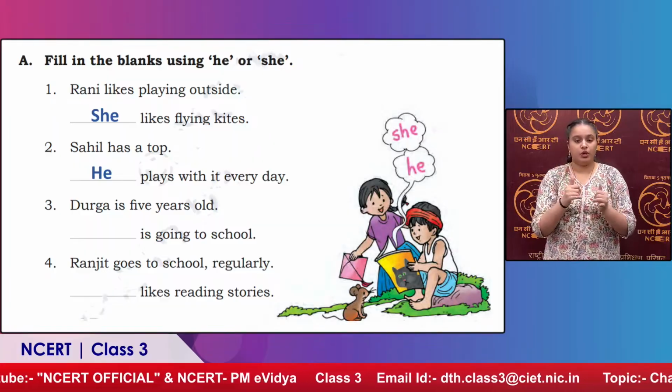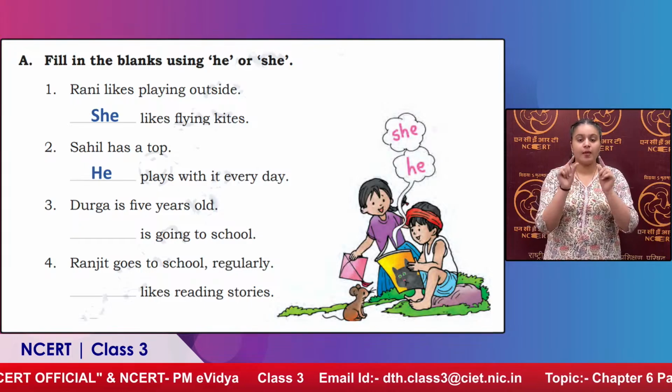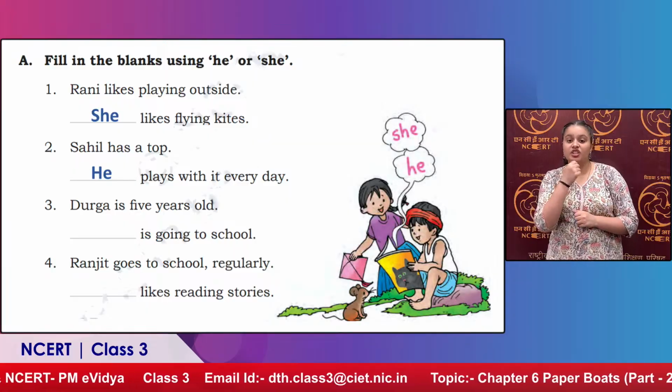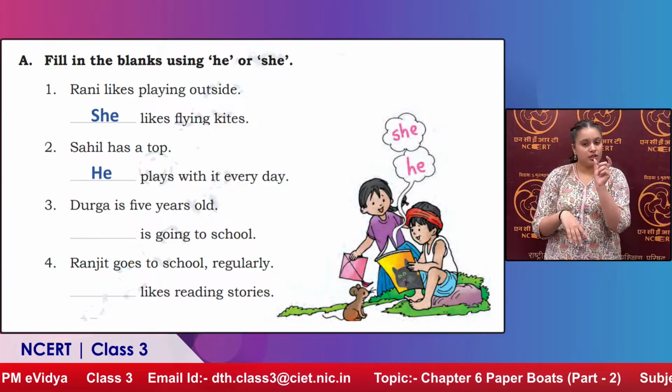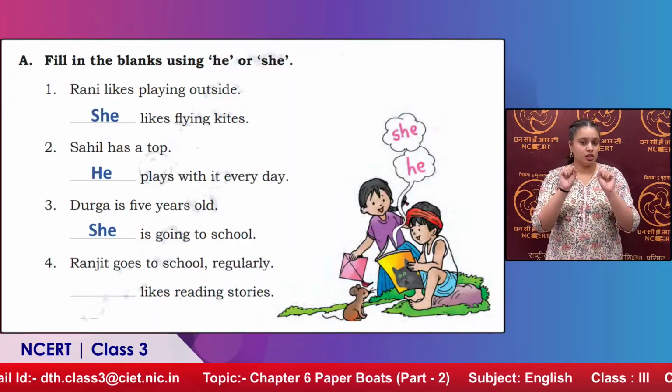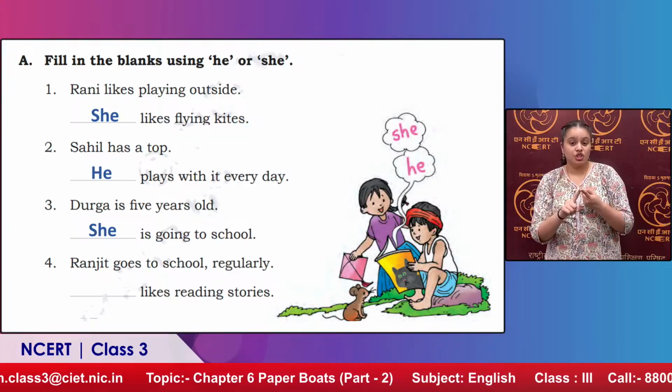Moving on to the next one, the sentence says, Durga is 5 years old. Now, there's again a dash, and I guess, ma'am, Durga here refers to a girl. So, yes, there will be she. Yes. So, the answer is correct. She is going to school.